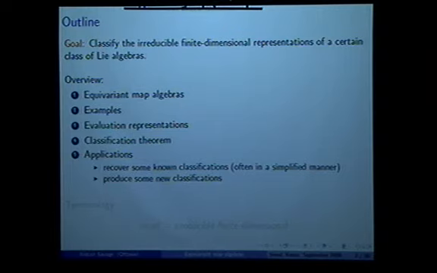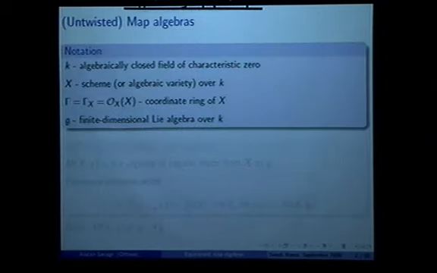We'll see that in some of these examples a classification was already known, so we recovered this classification, but sometimes in a simplified way of describing these representations. But in some cases a classification wasn't known, so we get a new classification of these finite dimensional irreducible representations. All of the representations I'm interested in for this talk are irreducible finite dimensional. I don't want to keep saying this phrase over and over again, so I'll use the word small to mean finite dimensional irreducible representation. Okay, so let's start off with the description of what these equivariant map algebras are.